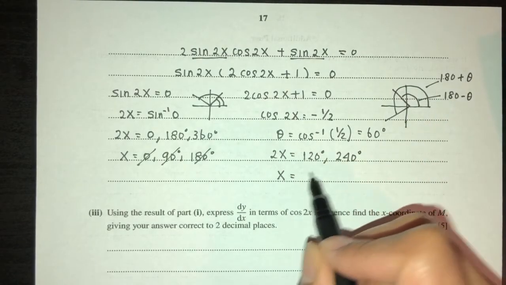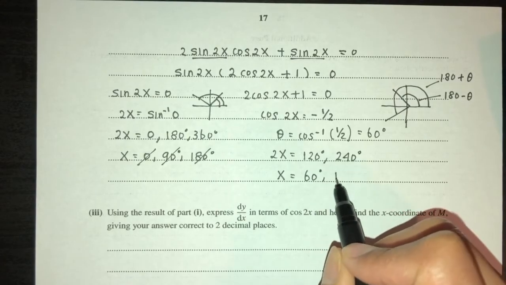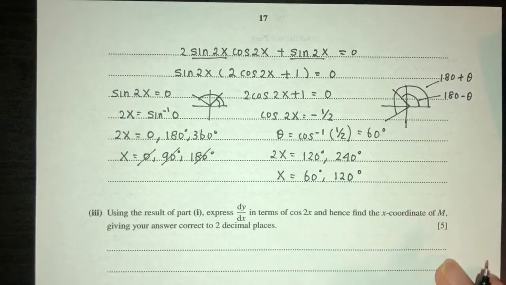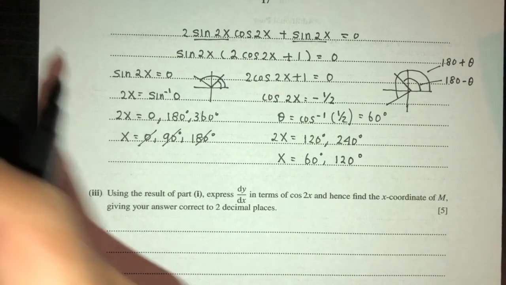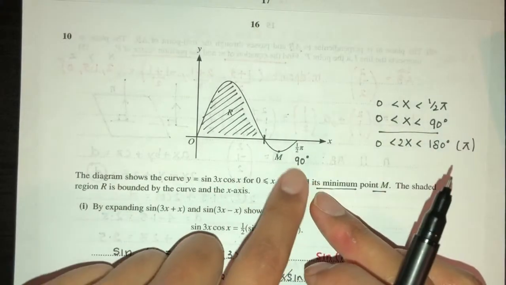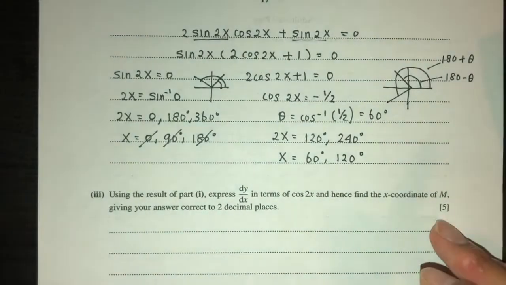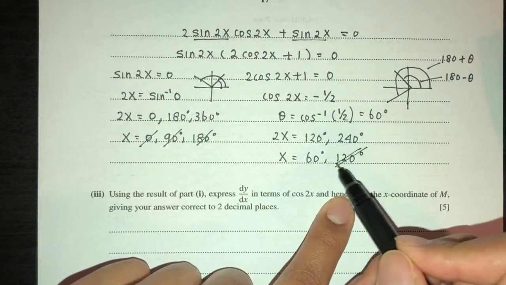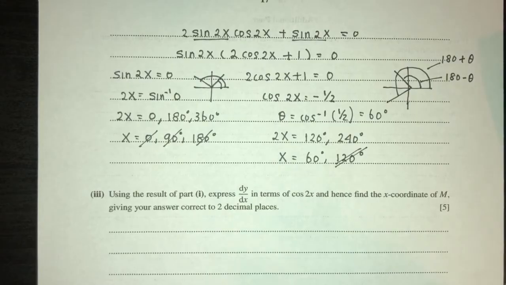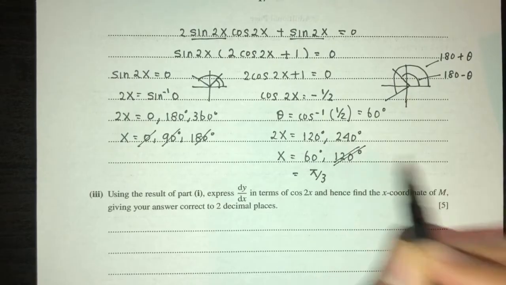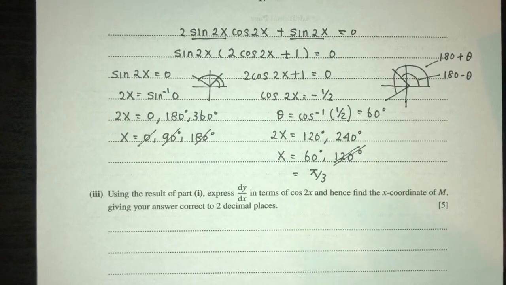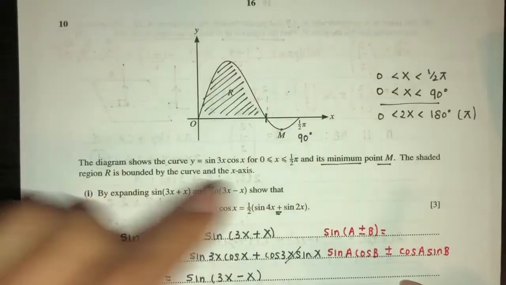So x will be 60 degrees, or will be 120. Now, if you observe, x has to be between 0 and 90. So 120 will be outside the range, so that will not be eligible. The last thing is we have to convert degrees back to radians. That will be equal to pi by 3. So that is your value of x that we have to use to find the area.